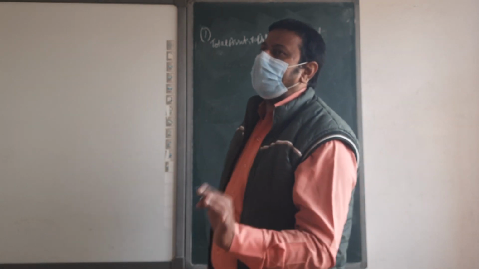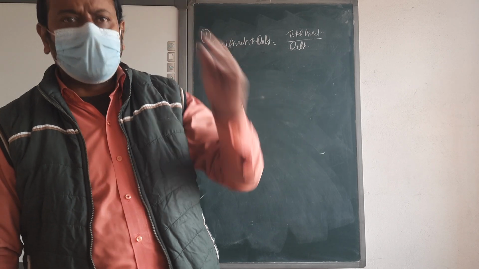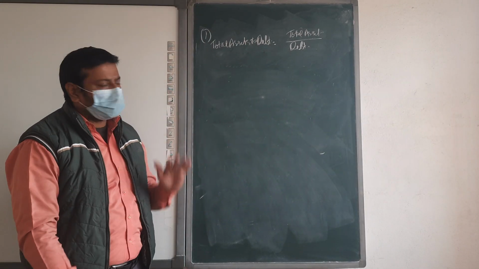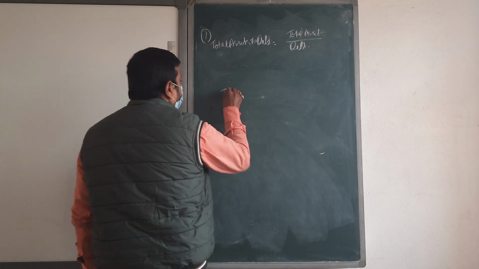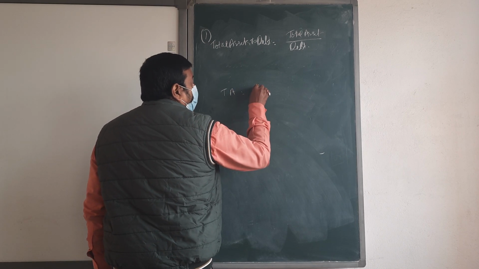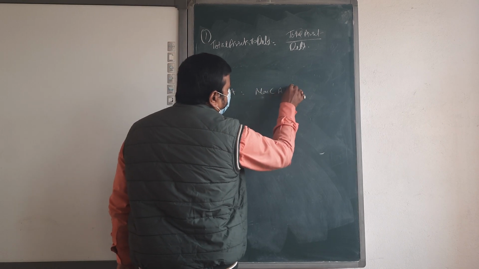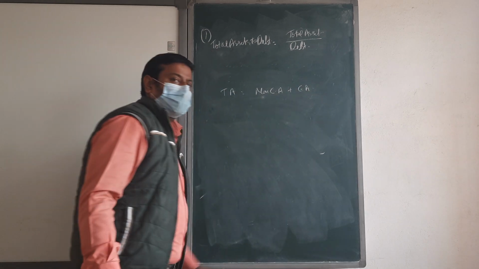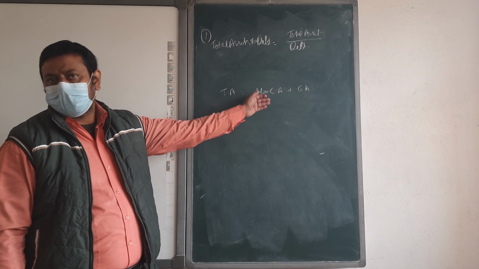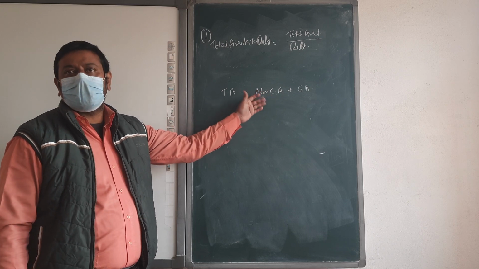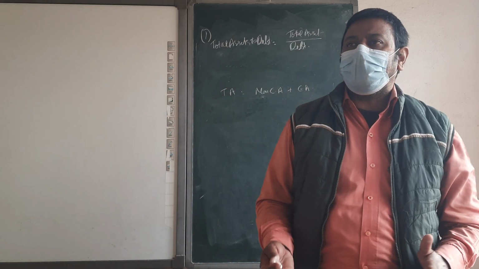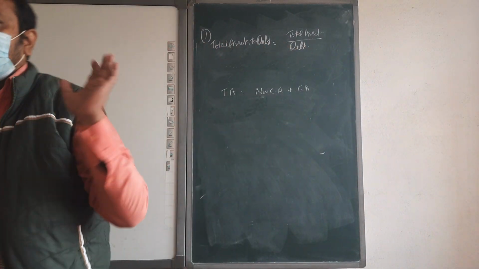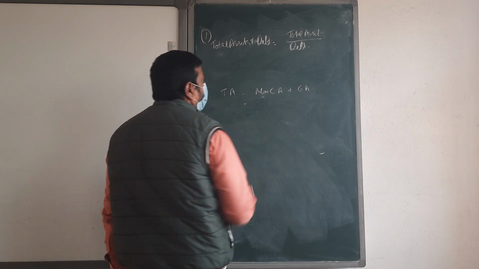Total assets means any one side of the balance sheet, either the liability side or the asset side. And the other formula: total assets is equal to non-current assets plus current assets, which is one side of the balance sheet. And debt, you will know, debt means long-term borrows. Okay. Now I start the question.